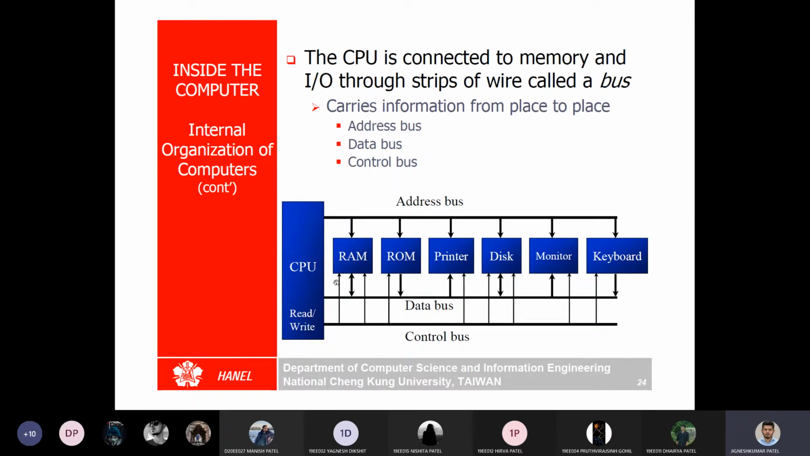So this is my control device, and all the other devices are slave devices, which will follow the orders given by your CPU, or your 8085 in our case. So RAM, ROM, printer, disk, monitor, keyboard, and a lot of other devices can be there.